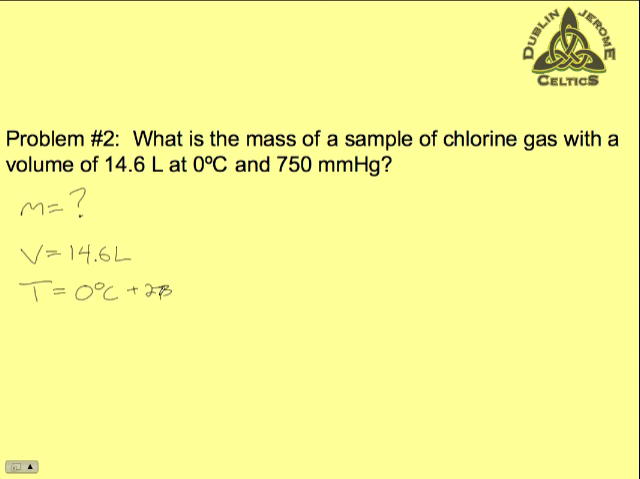Temperature, 273 plus 0. Get out your calculators. It's 273 Kelvin. That was a tough one. And the pressure is 750 millimeters of mercury. All right.